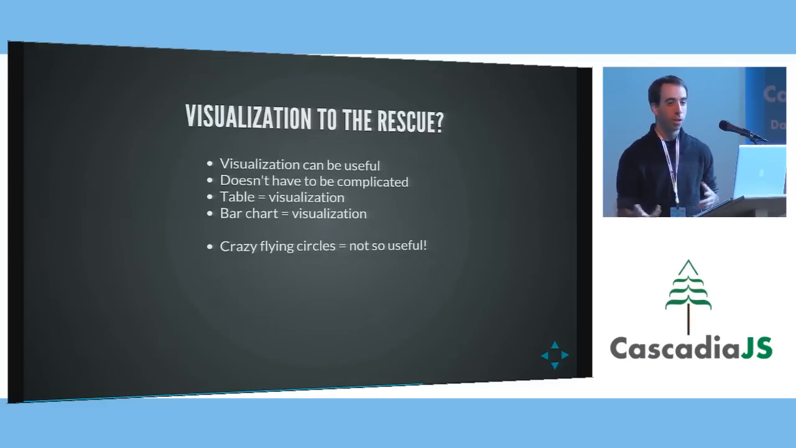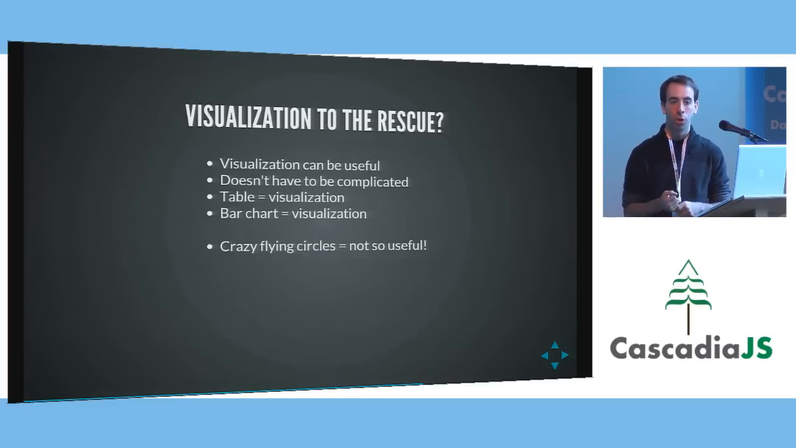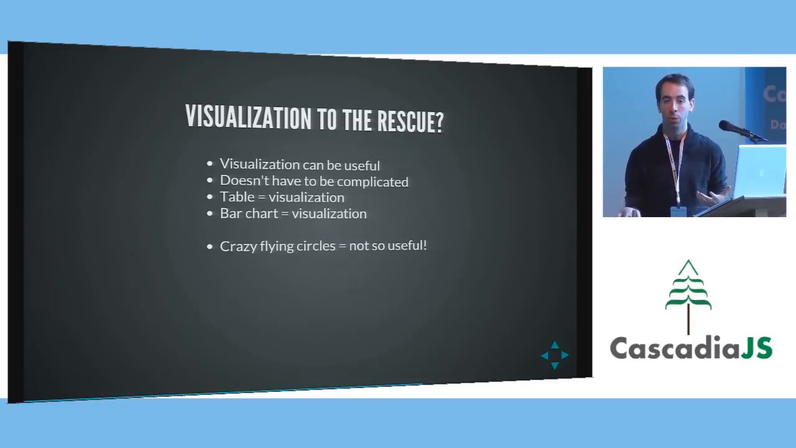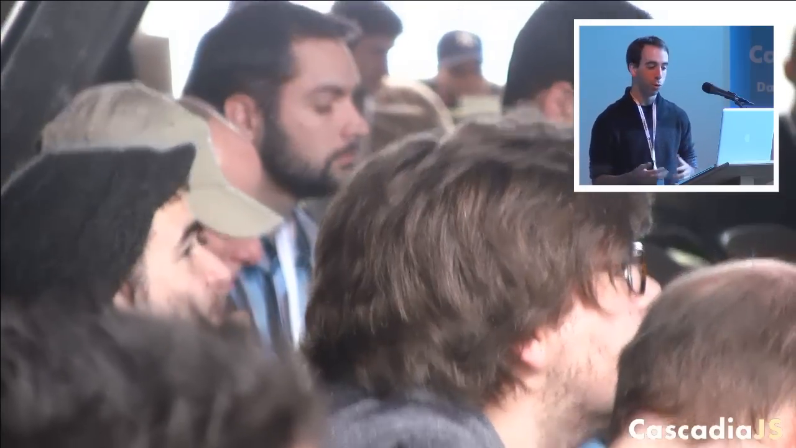And so really the question is, does visualization help us solve that? And I use visualization in a really broad sense, which is you're going to need to display your data somehow. So it can be useful, and it doesn't have to be complicated, which a lot of people forget. A table, like we saw before, is a type of visualization, and a really powerful and simple one that people grasp immediately. And a bar chart is just another type of visualization.